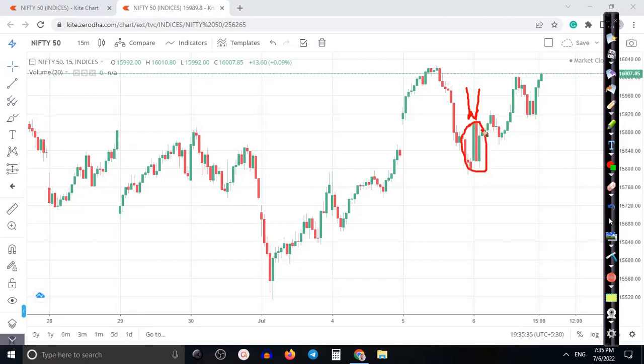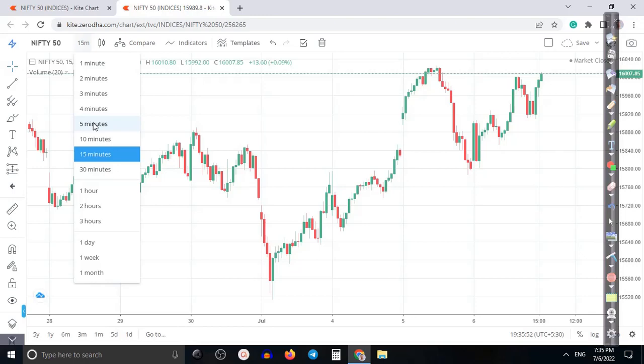After that, price started running toward the upside, but one thing here: price was not able to break the previous higher point, yesterday's higher point. Let's see in a small time frame like the 15-minute or 5-minute.